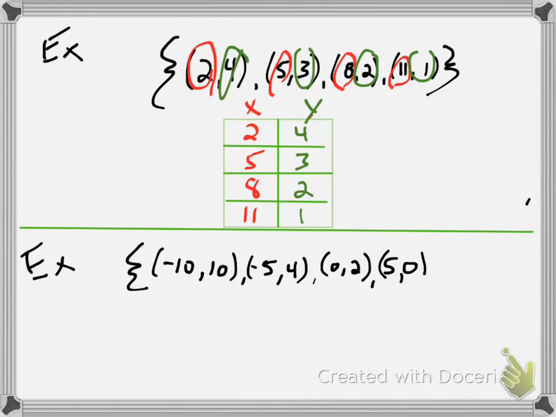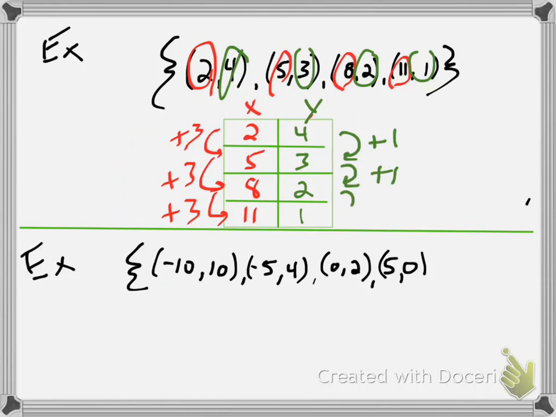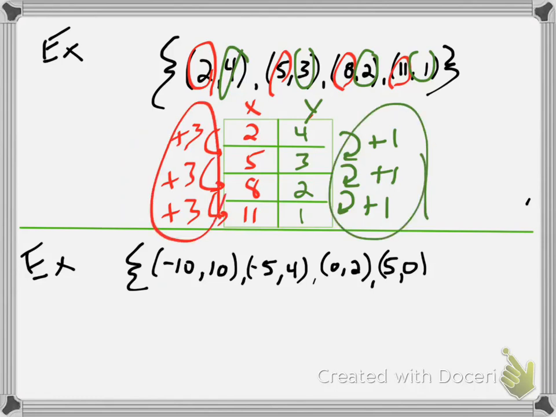Alright, so we're going to look at the trend between each one. The x's have a +3 trend every time. And the y's have a +1 trend every time. Since these are at the same rate and these are at the same rate, then it is linear. So let's do this bottom one.